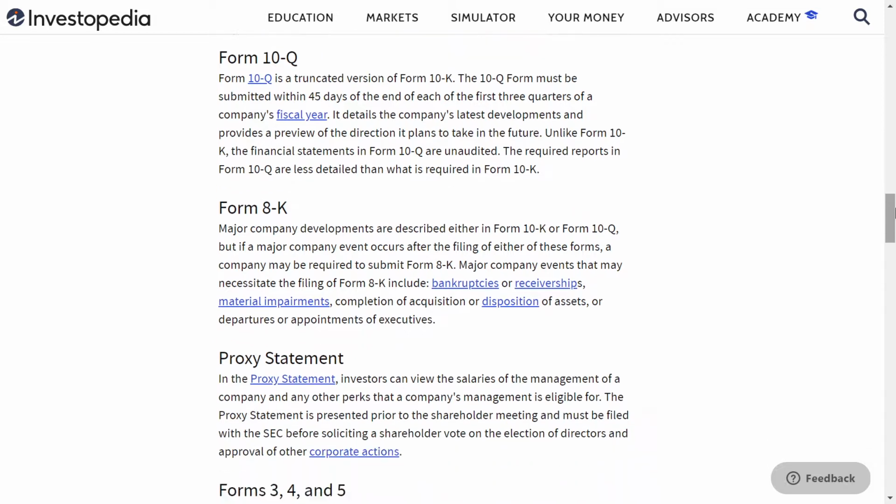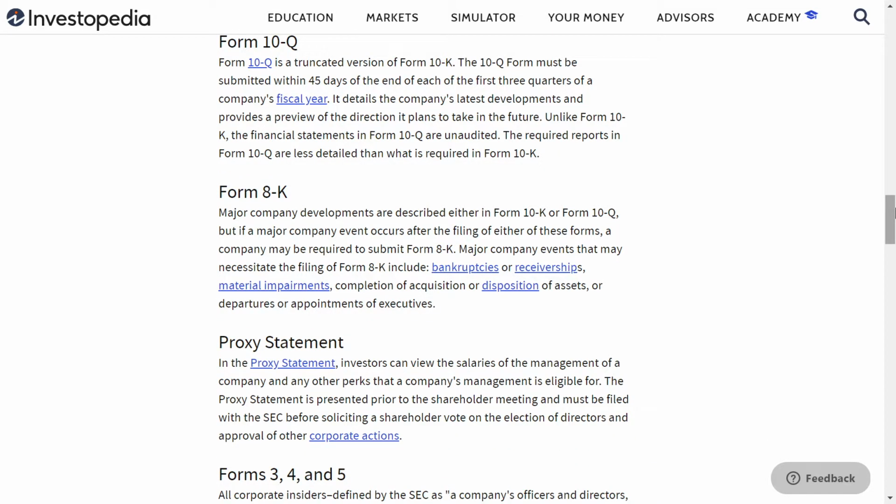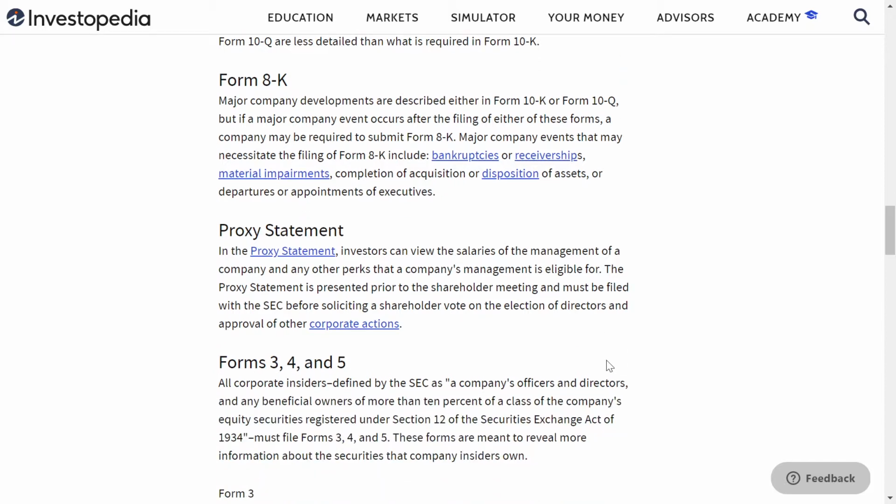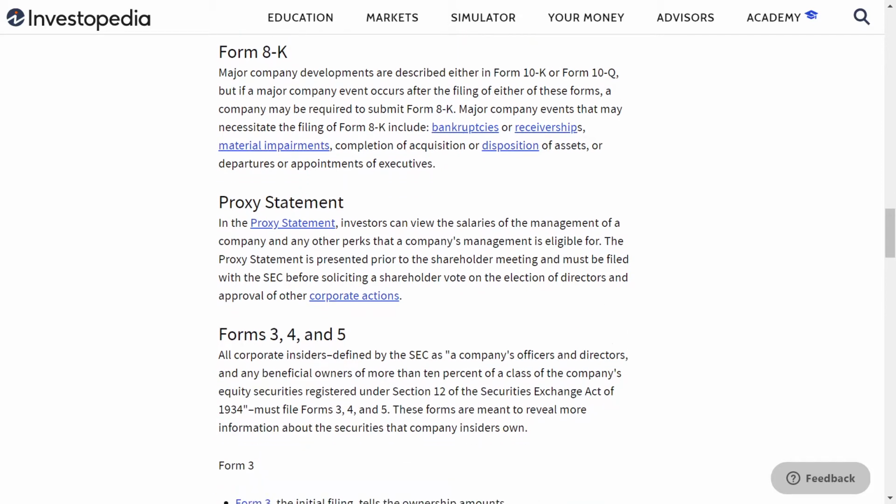8K can be very dangerous too, because if you see a Form 8K file, that could indicate a potential bankruptcy, something along those lines. And the proxy statement. In the proxy statement, investors can view the salaries of the management of a company and any other perks that a company's management is eligible for.